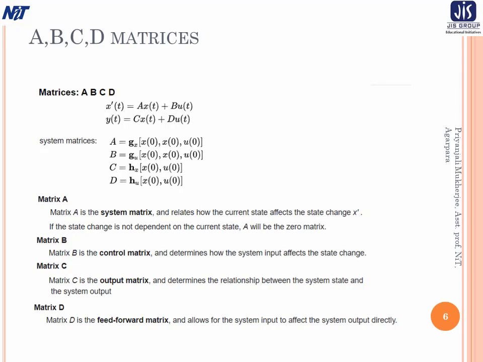Now the term Du(t) indicates the direct coupling of the input to the output. The direct coupling of the input to the output is very rare in control systems, so generally D becomes 0. And when D becomes 0, the state model of the linear time invariant system can be given as x dot equal to Ax plus Bu and y equal to only Cx.